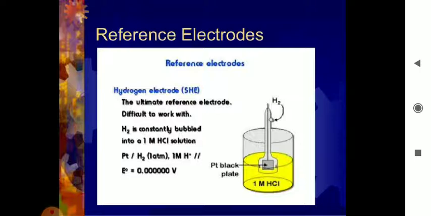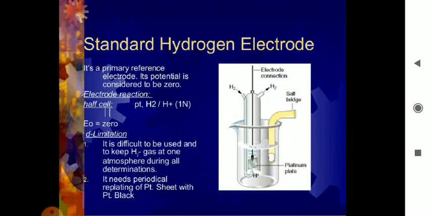Now students, you should note this point here. In this cell we have to maintain the pressure at a constant 1 atmosphere also. So this we can also count as a disadvantage. And in contact with it, there should be a presence of 1 molar hydrogen ion concentration. All these things we have to maintain for its construction.